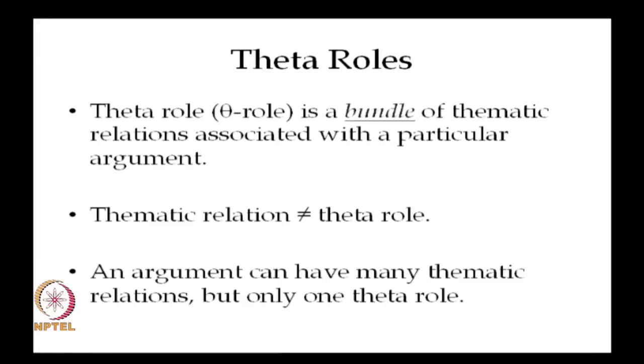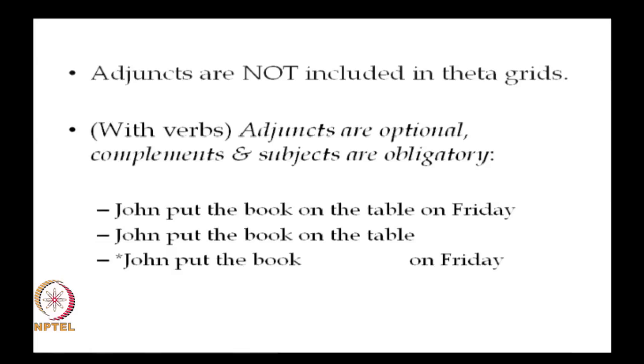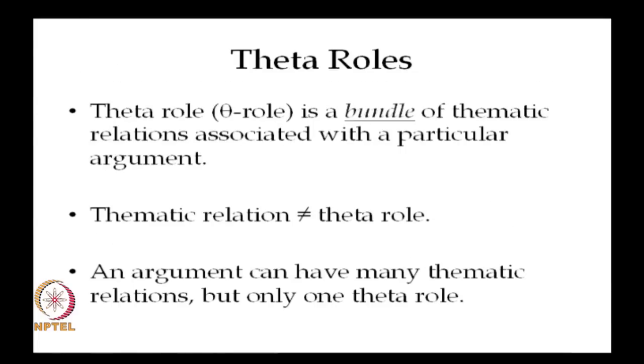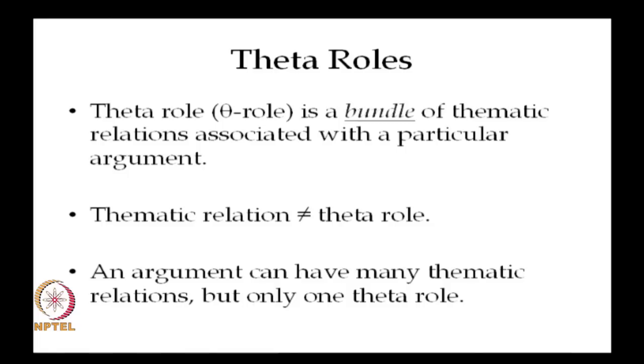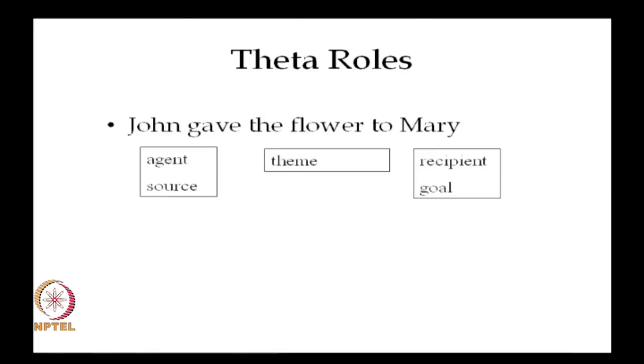The reason for us to discuss this is that adjuncts are not included in the theta grid that I am going to show you. Now we can define theta roles. A theta role is a bundle of thematic relations associated with a particular argument, where thematic relation is not what we mean by theta role. There is a difference between thematic relation and theta role. An argument can have many thematic relations, but can have only one theta role.